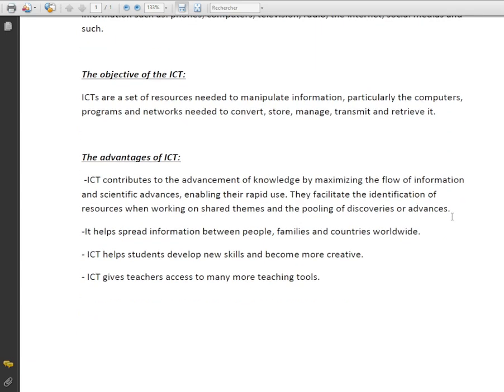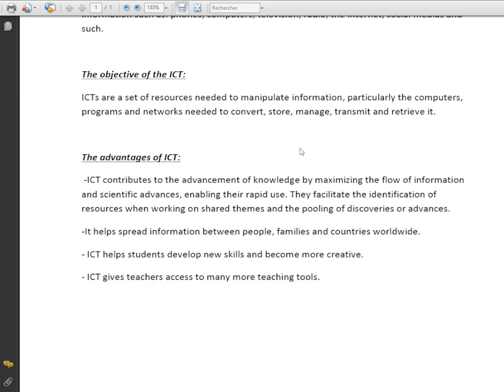Then, for the third point, we've got the objective of ICT. ICTs are a set of resources needed to manipulate information, particularly the computers, programs, and networks needed to convert, store, manage, transmit, and retrieve it. So pretty much like some recording apps, which allow us to keep that information recorded for the centuries to come, from the old history of our world to the current information that spreads within it.